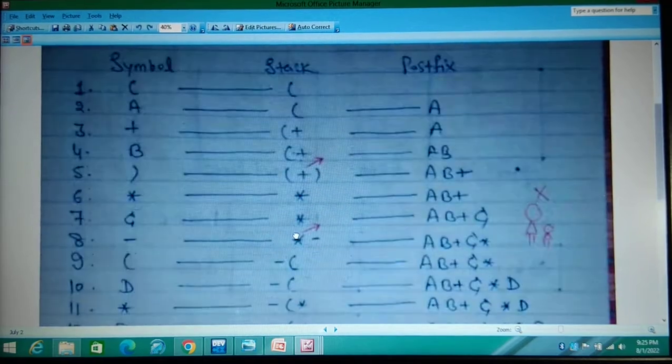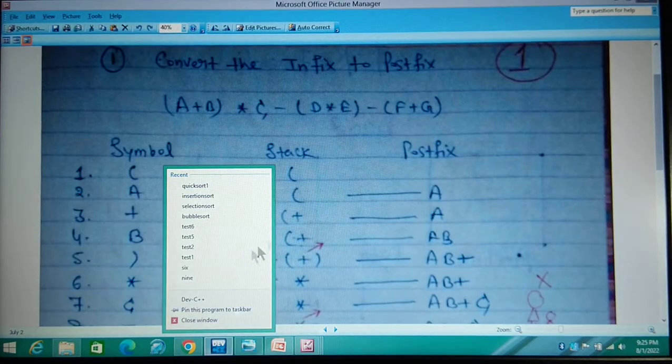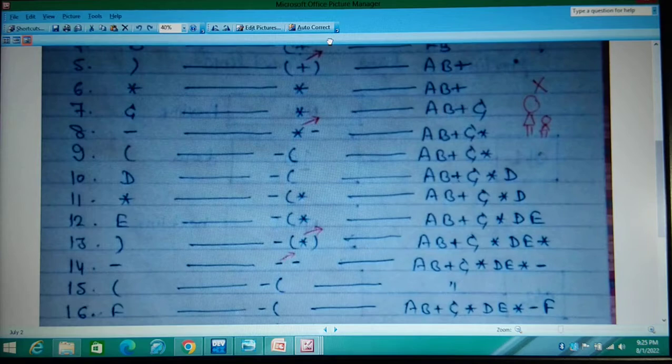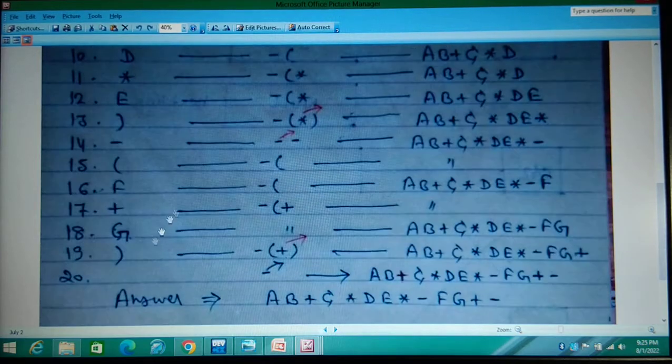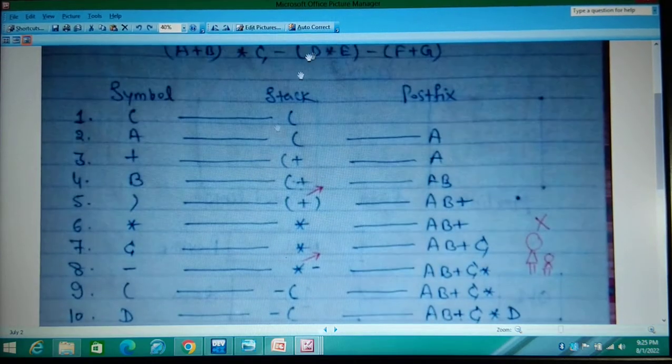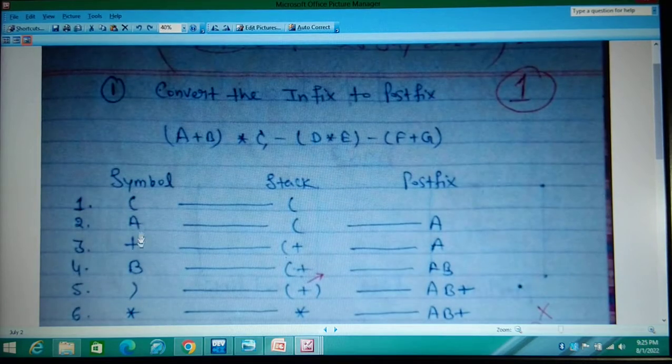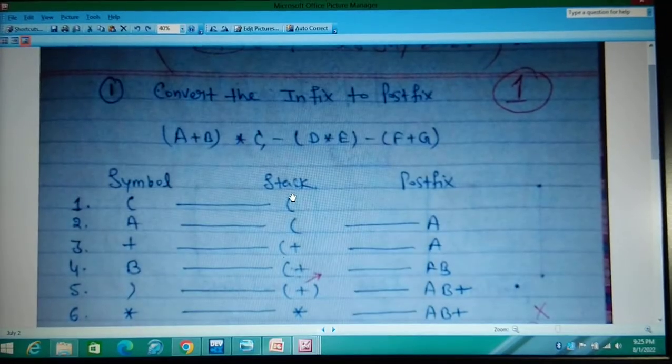Parenthesis closed, then minus, then plus and F plus G, then parenthesis closed. So all the symbols you have to write here now, and one by one you will read them. At first you have this parenthesis, which will come here. Then operand A will come here. Then plus will come here. Then operand B will come here. Then parenthesis closed. I told you that whenever the parenthesis closes, you have to pop. So if you are popping, then it will come here.